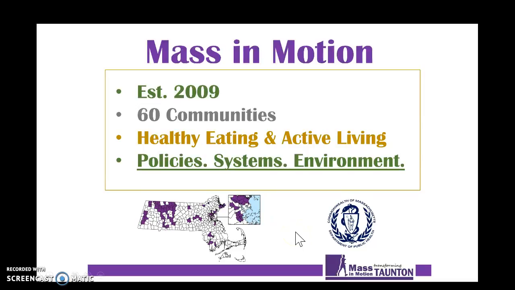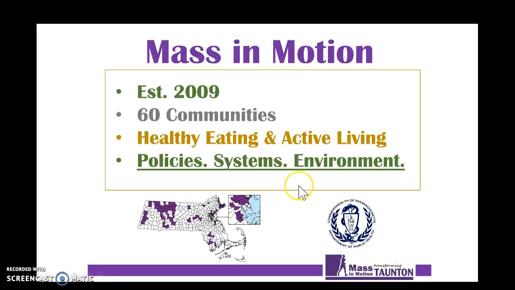The communities in Massachusetts that are being served by Mass in Motion are 60 communities that have some of the worst health disparities. In particular, I'll be looking at Taunton. It's one of the closest communities to campus that has one of the highest obesity rates in the state. So you can see in this map the places where Mass in Motion has been working.